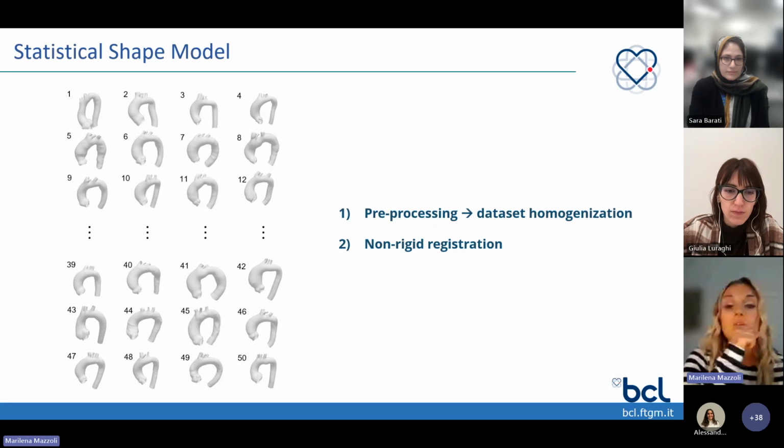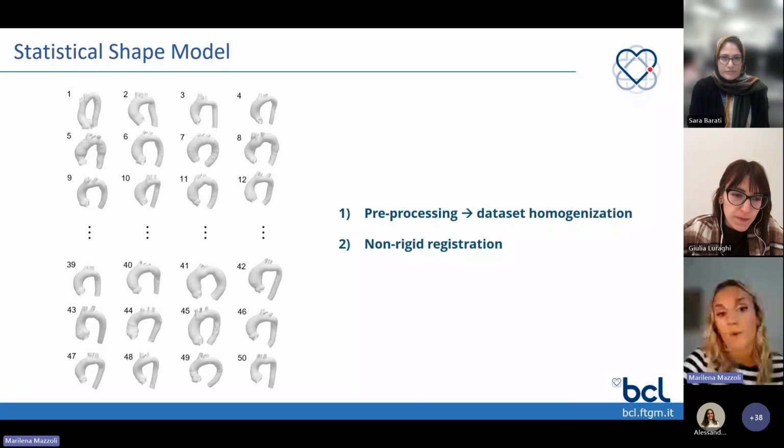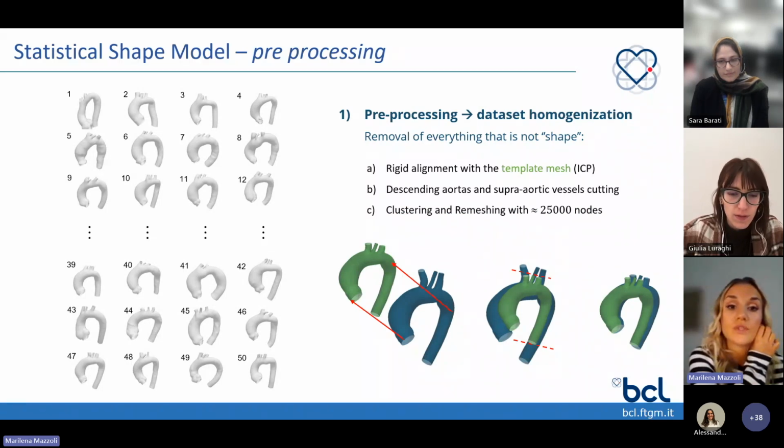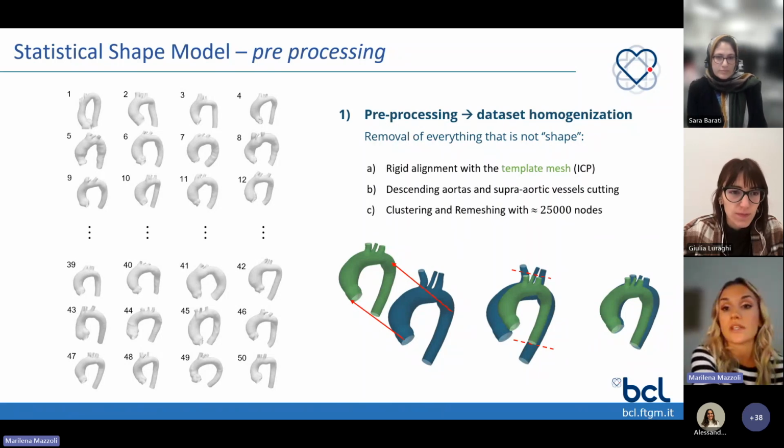In order to build a statistical shape model, two key steps are required: a preprocessing and a non-rigid registration. Regarding the preprocessing, it wanted to homogenize the dataset in order to remove everything which is not considered as a shape, such as translations and rotations.